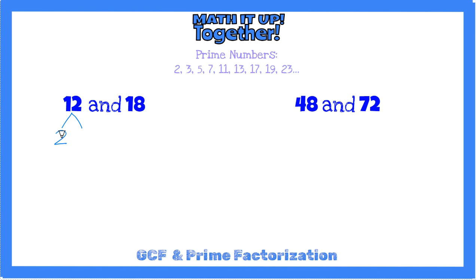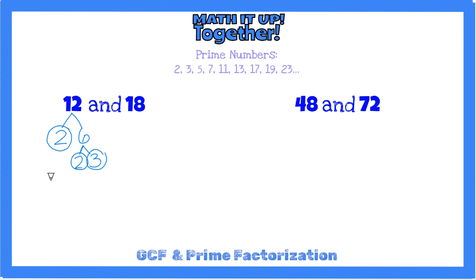So 2, and that would leave me another factor of 6. So 2 times 6 becomes 12. I'm going to circle the 2 because it's a prime number, and that's what I'm looking for. I'm looking for the prime numbers. 6, of course, can be the product of 2 times 3. So I'm going to circle the 2 and the 3 because they are both prime numbers.